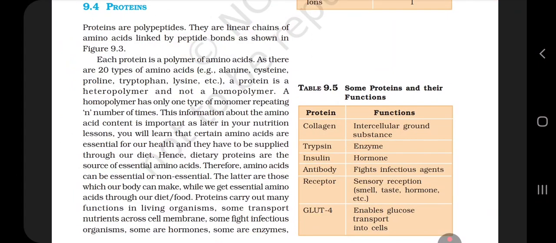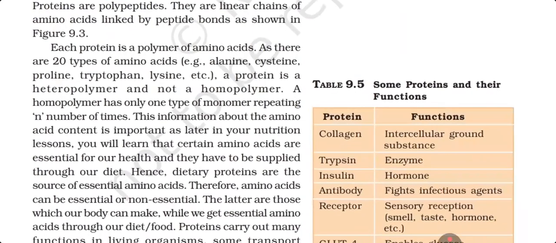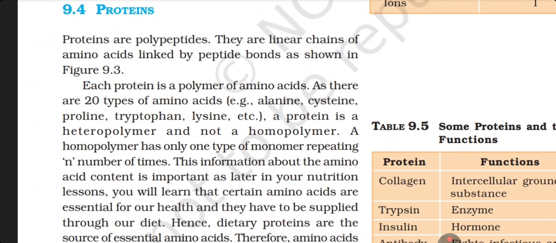9.4 Proteins. Proteins are polypeptides. They are linear chains of amino acids linked by peptide bonds as shown in figure 9.3.